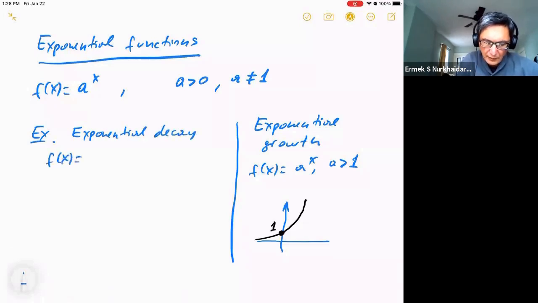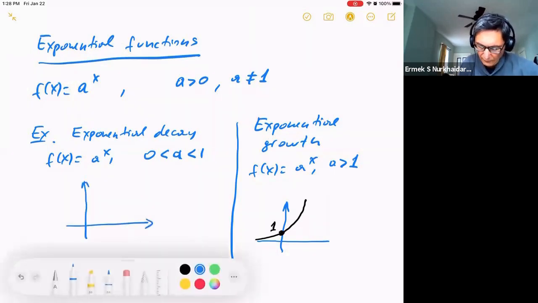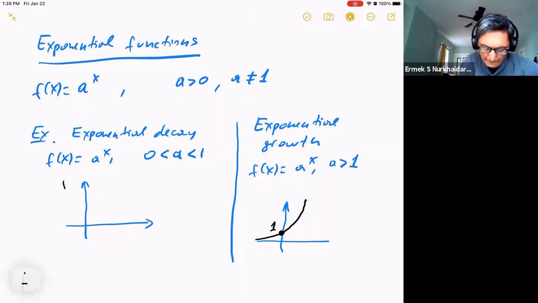And the second one is exponential decay. That is, again, our exponential function, and here we assume that we have a small base, a less than 1, but still positive. And exponential decay looks something like this. So we approach 0 when x is approaching infinity. And it's decreasing. And again, a to the 0 is 1.